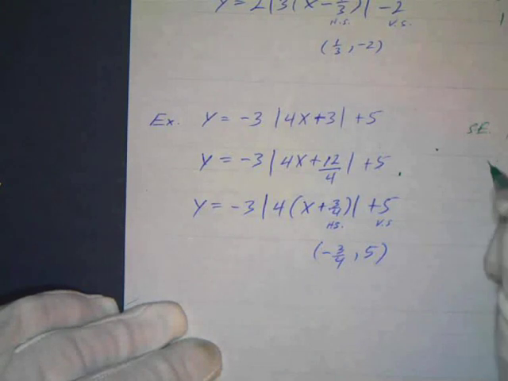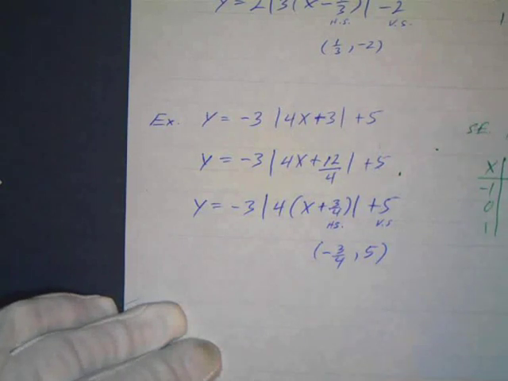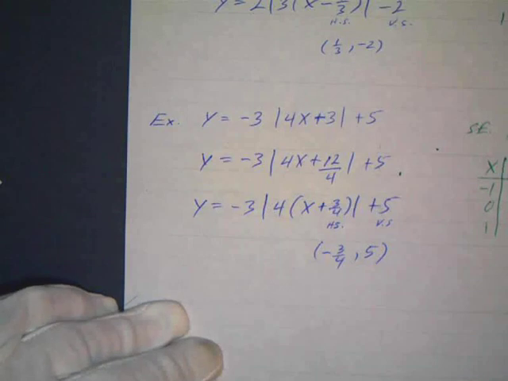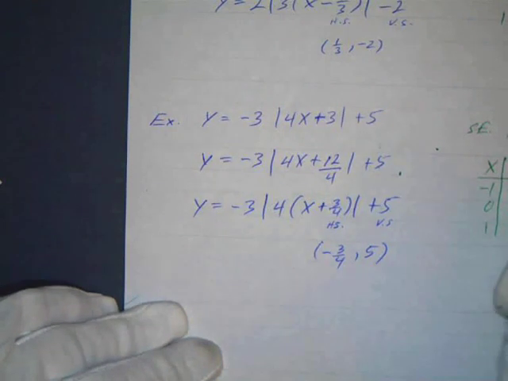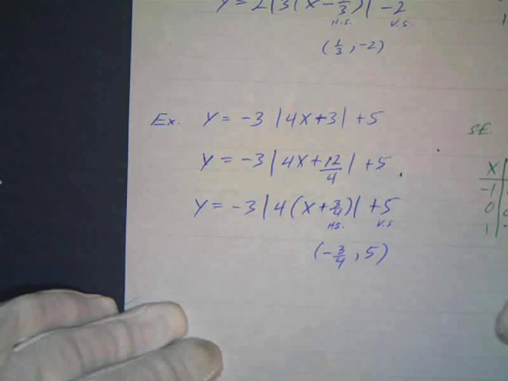So table values, negative 1, 0, 1. Okay, 4 times negative 1 is negative 4. The absolute value of negative 4 is positive 4 times 3 is negative 12. Okay. 0, and it's going to be another negative 12. Symmetrical.